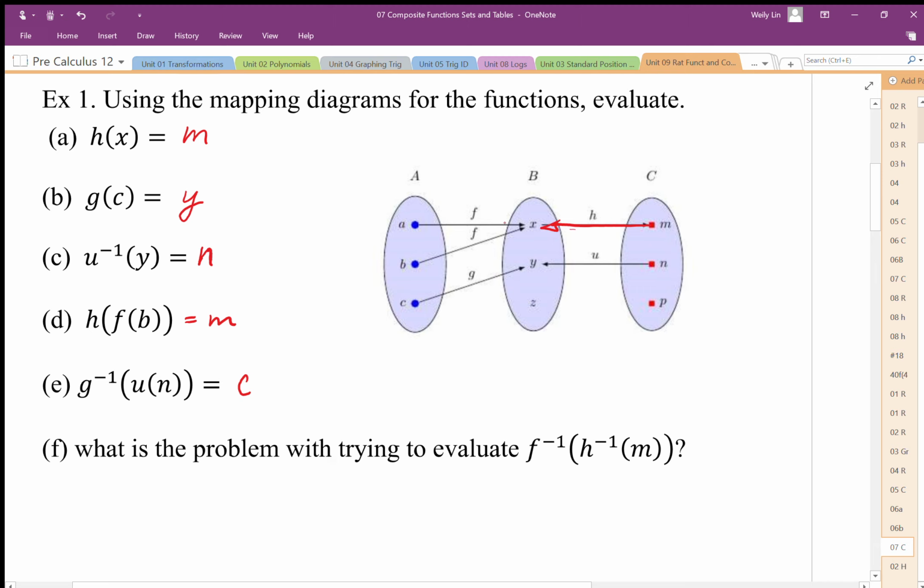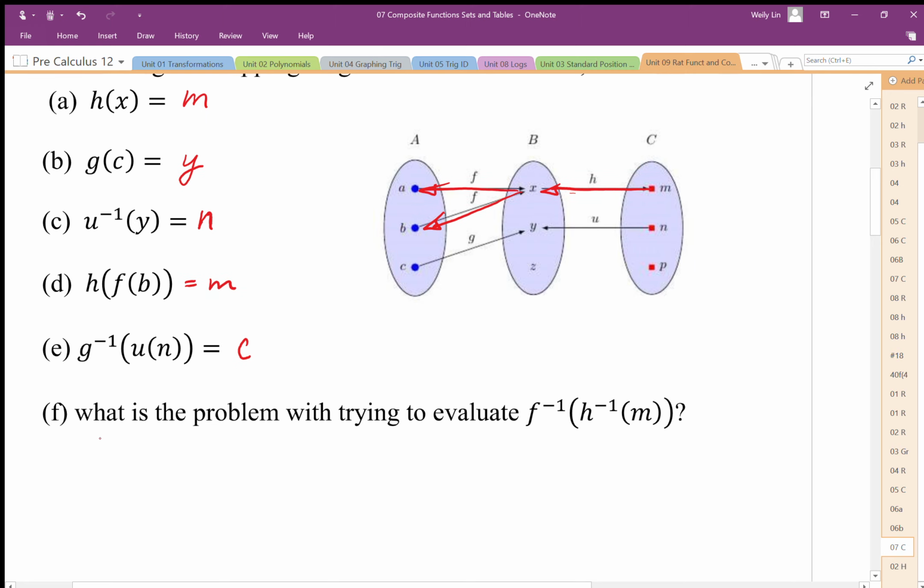The inverse of f is going to go in this direction. Now the problem with trying to evaluate the second stage of this, the inverse of f, is that when we input x, there are two possible outputs. So the inverse of f is not a function, because we have two possible outputs here when we inverse the f, and so we're dealing with a non-function.